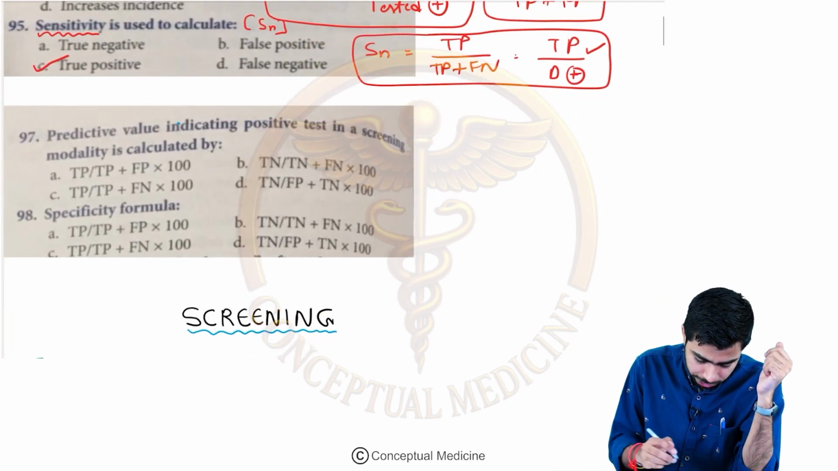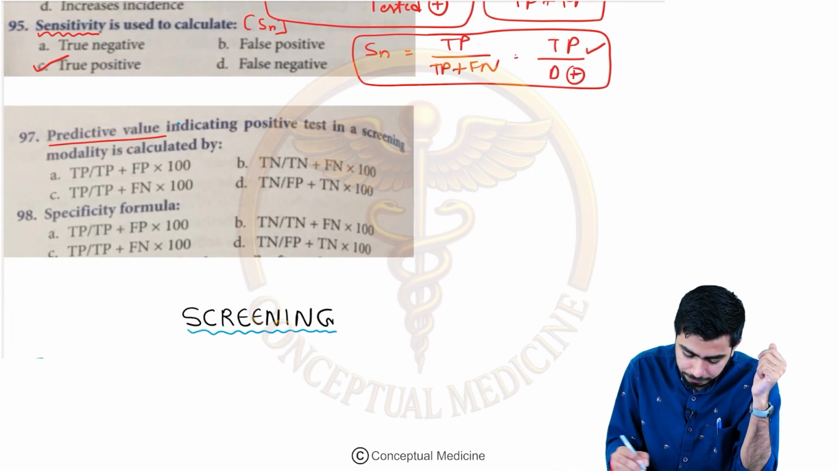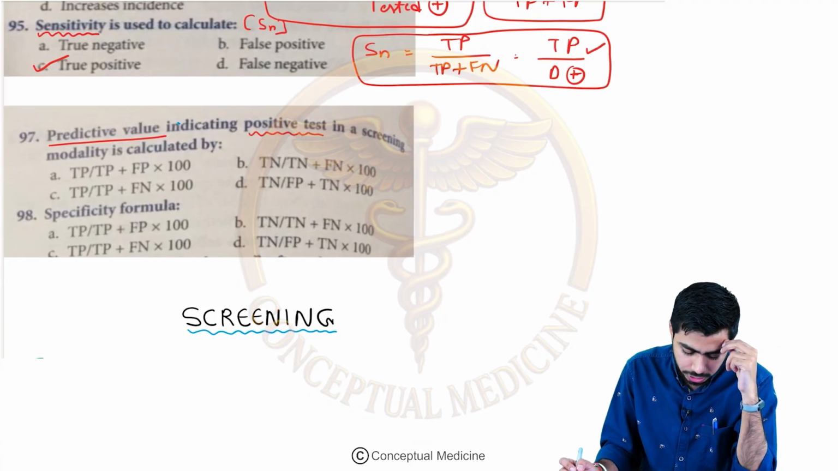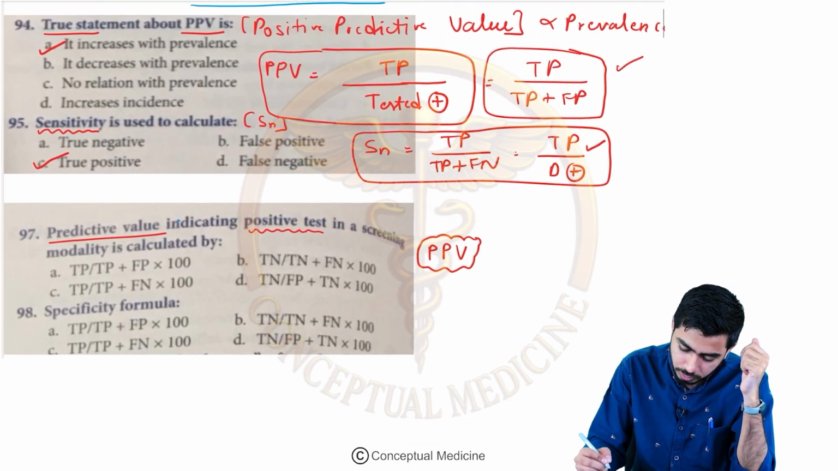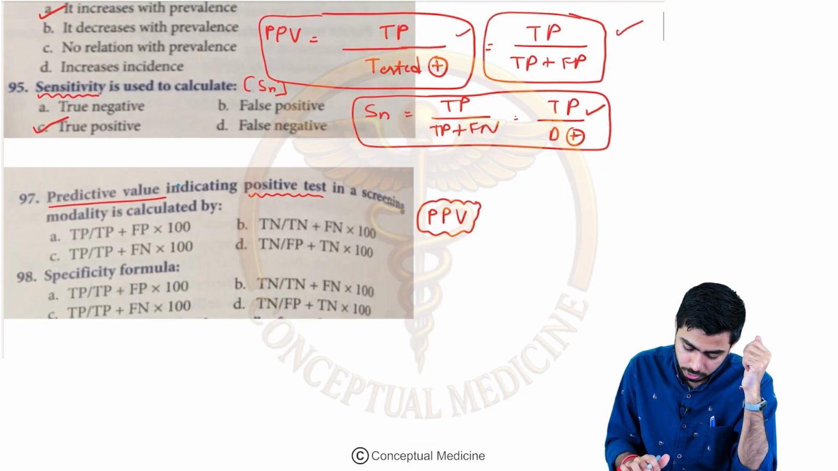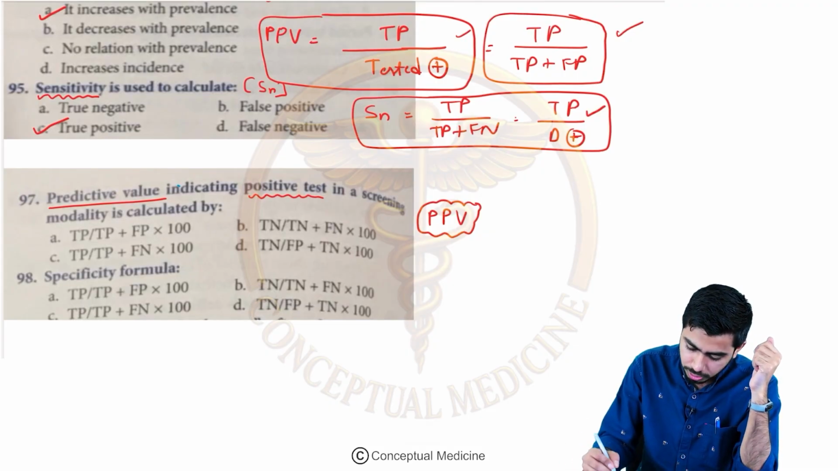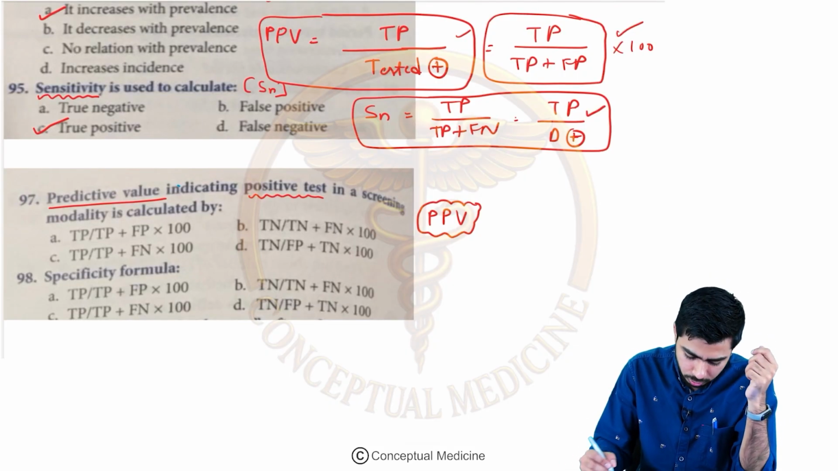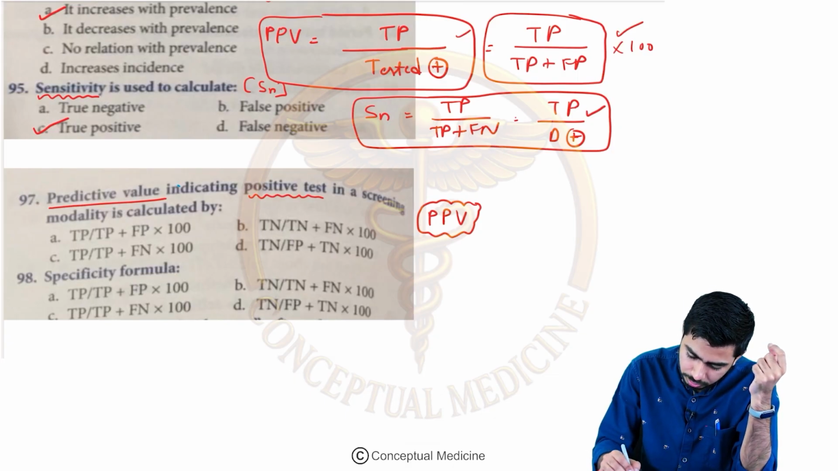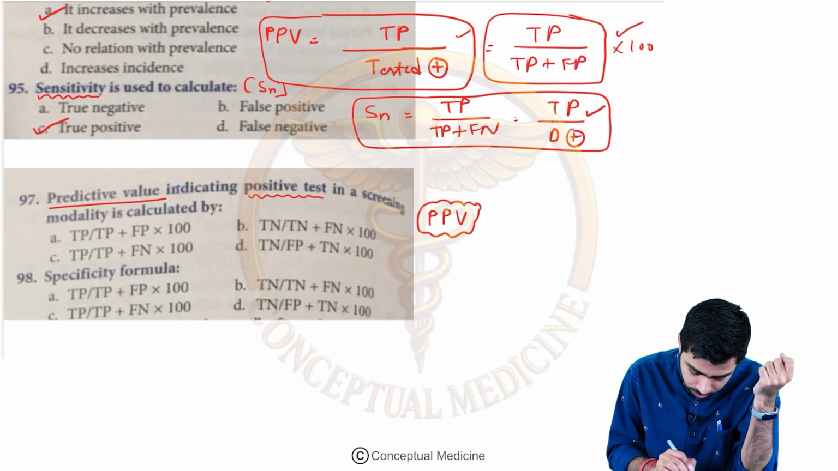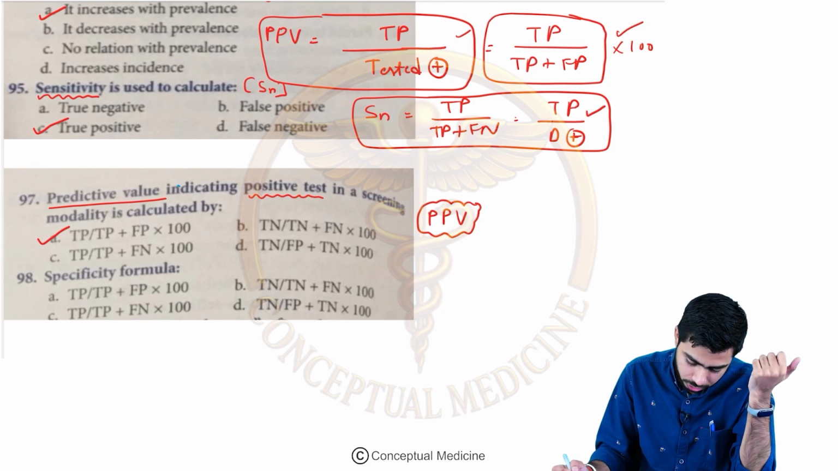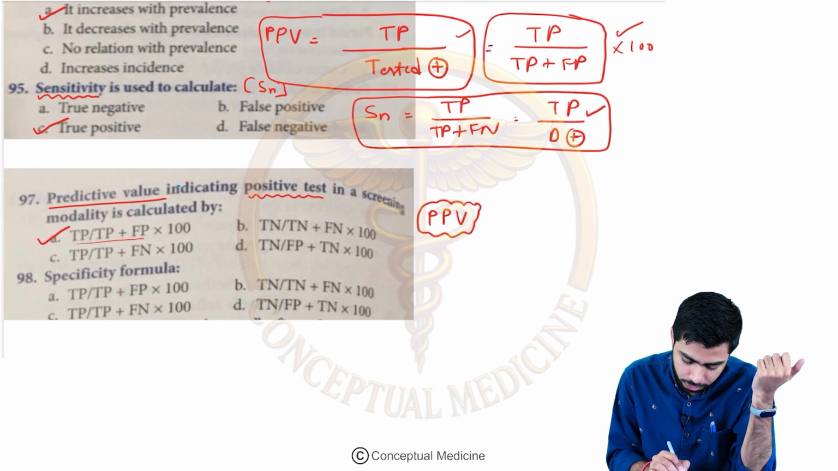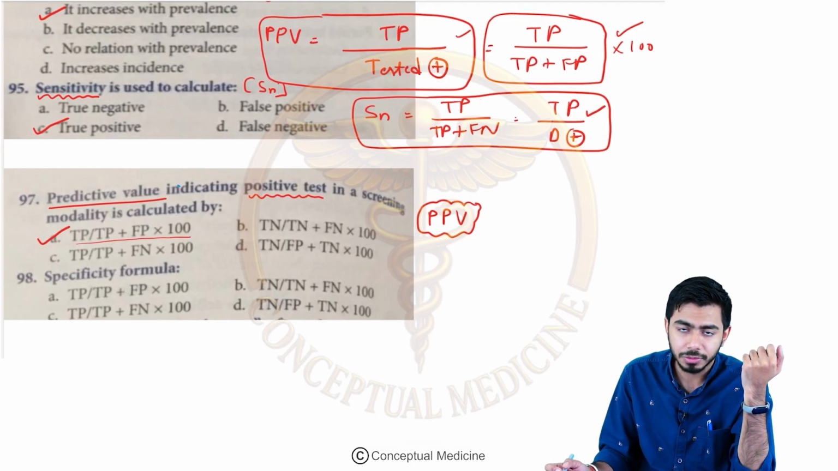Next question. Predictive value indicating positive test in a screening modality is calculated by. So they are asking about positive predictive value. What is the formula, guys? You just need to apply this formula. So true positive divided by true positive plus false positive, multiplied by 100. You can add that. So true positive divided by false positive plus true positive, that became your formula, right? True positive divided by true positive plus false positive into 100, that will become your formula.